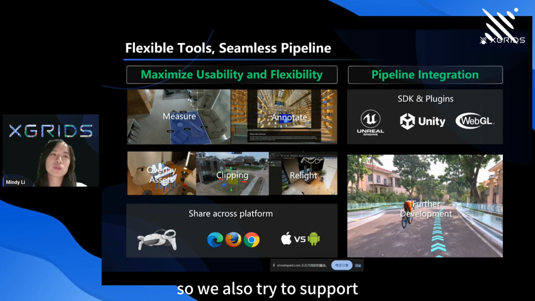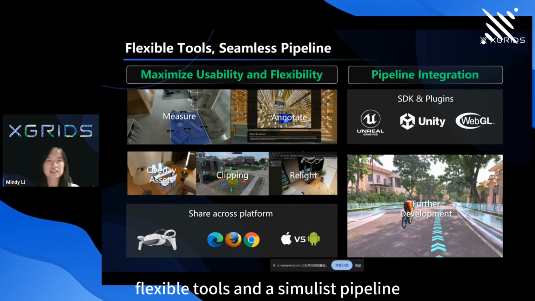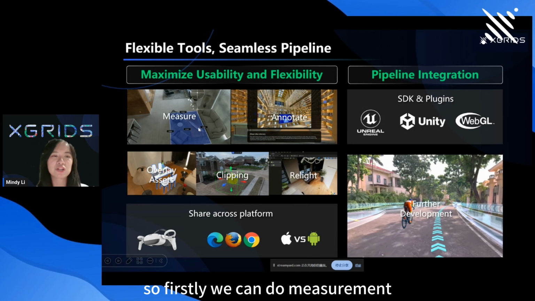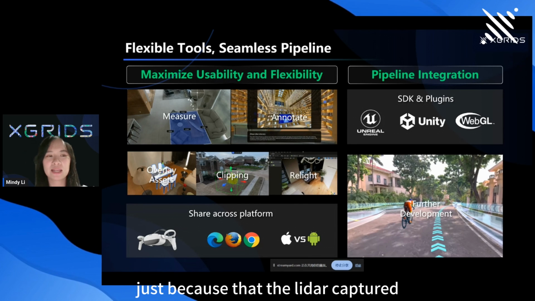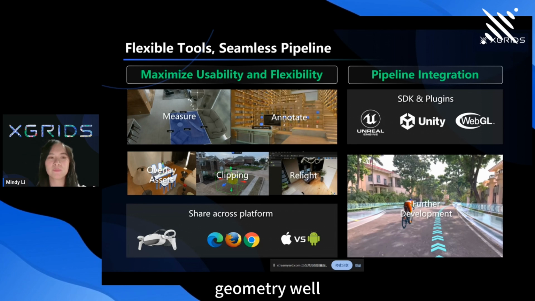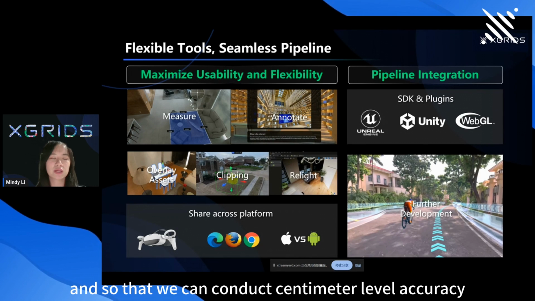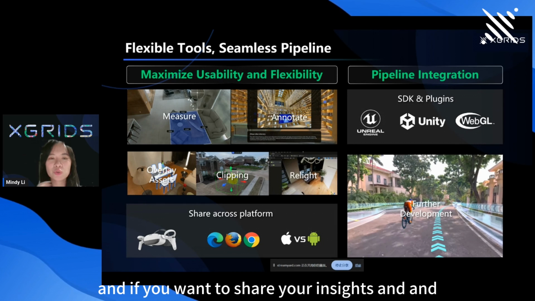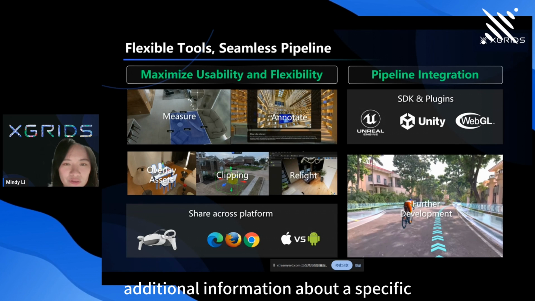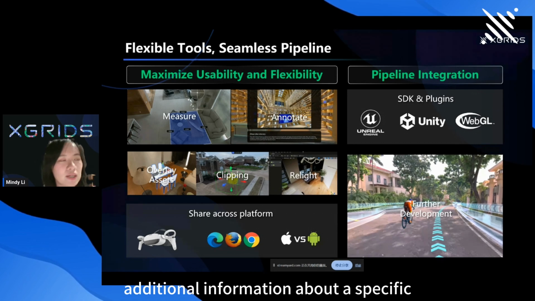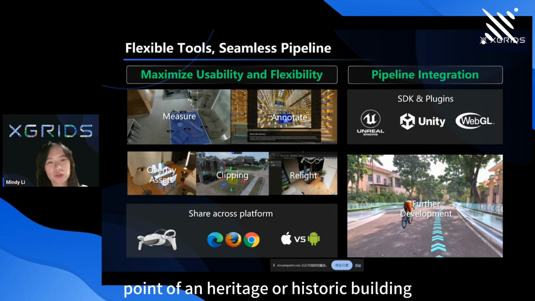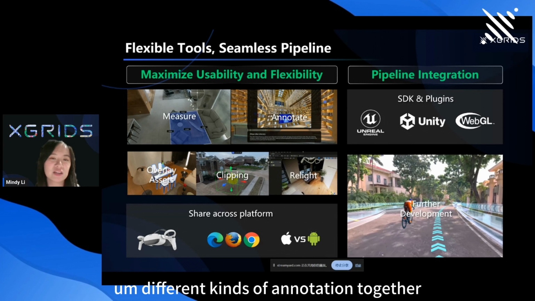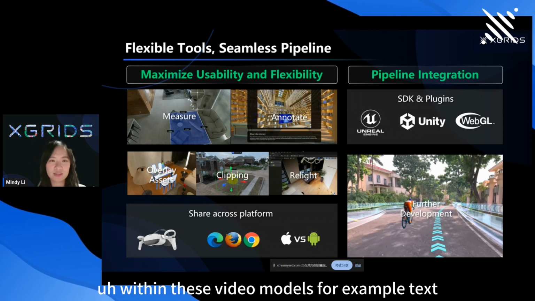So we also try to support flexible tools and a seamless pipeline. Firstly, we can do measurement based on the Gaussian splatting, because the LiDAR captures geometry well, so we can conduct centimeter-level accuracy measurement. And if you want to share your insights or additional information about a specific point of a heritage or historic building, you can also add different kinds of annotations within these 3D models.